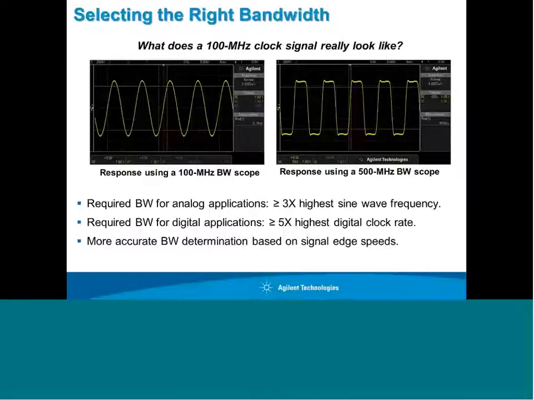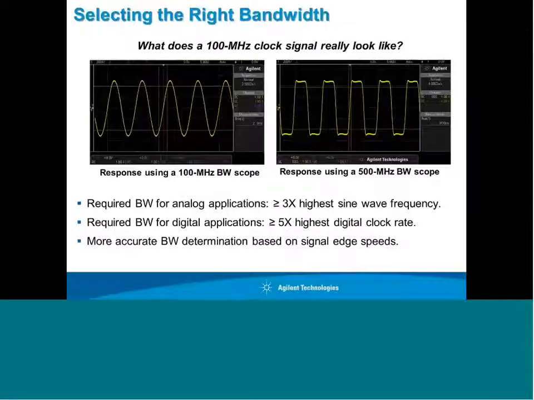So what bandwidth do you need? Well, if you have pure analog applications, this is a rule of thumb that's been around for many, many years: 3 times the highest sine wave frequency is typically sufficient. That's where the frequency response is still in its very flat area of the frequency response curve. But most applications today that people use scopes for are digital applications. And our first rule of thumb is, well, select the scope that's 5 times the highest digital clock rate. That'll allow the scope to capture up to the 5th harmonic, as we're showing in this example. But that's just a rule of thumb.